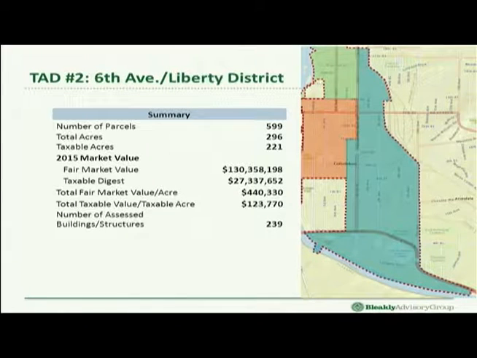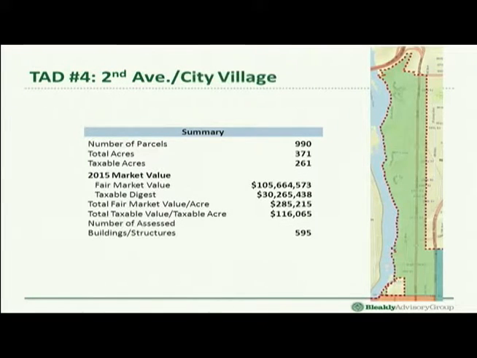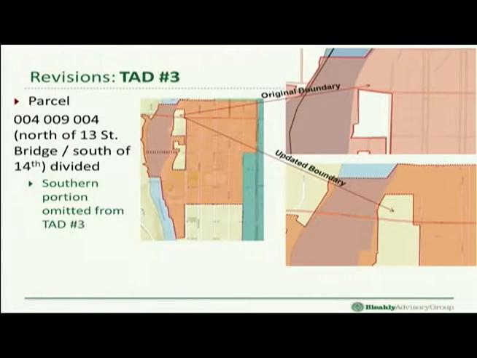That basic boundary has not changed, but some of the boundaries have changed slightly, and I'll go over those. The Liberty District boundary is identical to what we had discussed at the last meeting. It's around 296 acres. The area is shown in blue here on the map, and that area has not changed. But in the Uptown area, there was a change made to exclude a property that we had previously included. Let me go to that map.